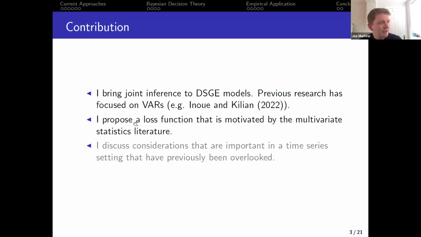Okay. The second is that I take more of a stance on the type of loss function that should be used. So Inoue and Kilian, which is the paper which is closest related to this, also use Bayesian decision theory, but they remain quite agnostic about the choice of loss function that you should use in practice. By remaining agnostic, you are able to solve the model inconsistency issue, but you're not necessarily able to gain an estimate for your central tendency which is at the center of the joint distribution. So I suggest a loss function which is more grounded in the multivariate statistics literature, which enables you to do that.